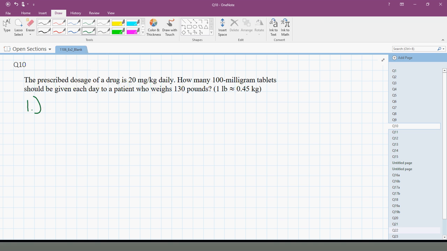So here's the problem. It says the prescribed dosage of a drug is 20 milligrams per kilogram daily. How many 100 milligram tablets should be given each day to a patient who weighs 130 pounds? And then over to the side, I give you this nice little piece of information that says 1 pound is about 0.45 kilograms. Do you remember what we had to do first?